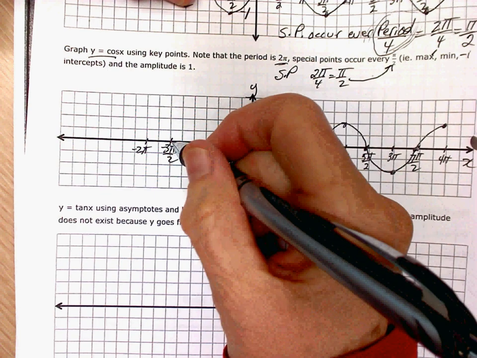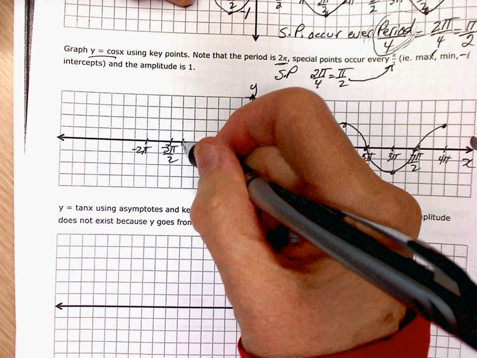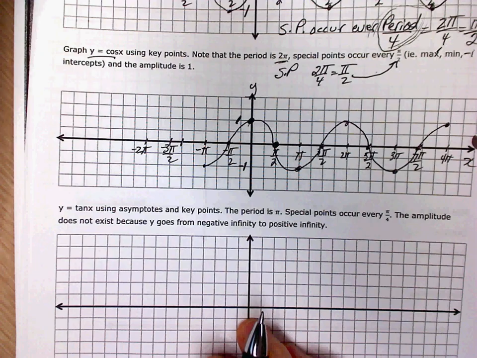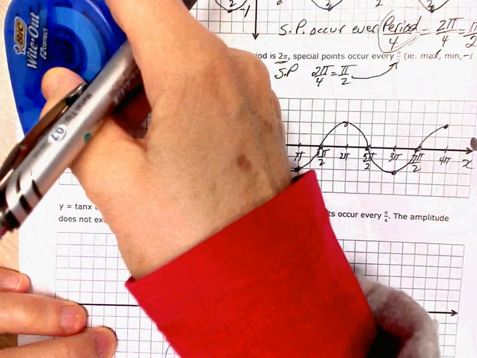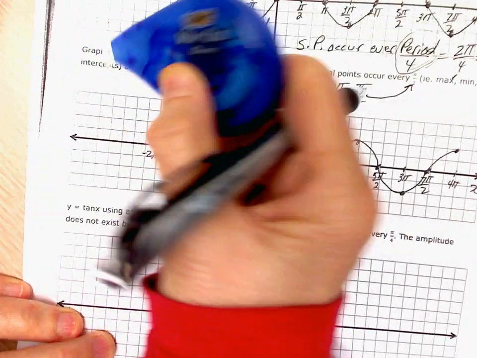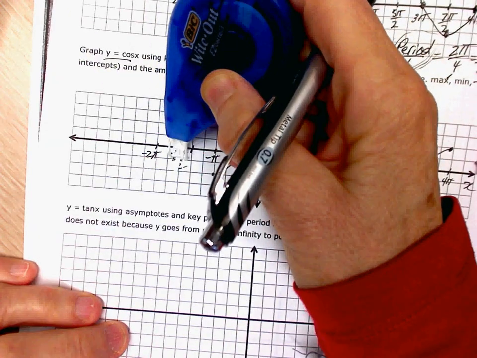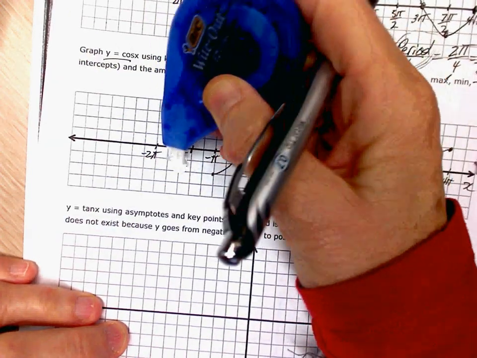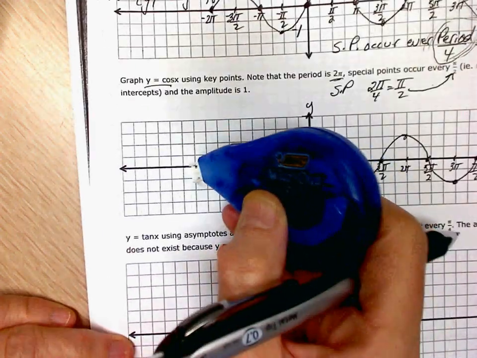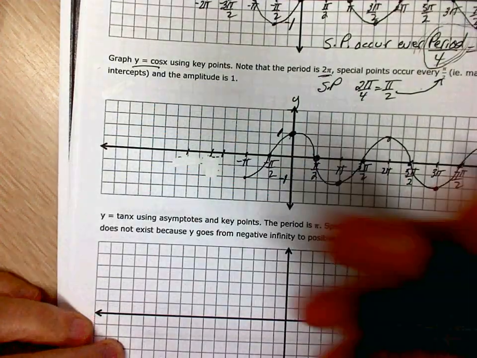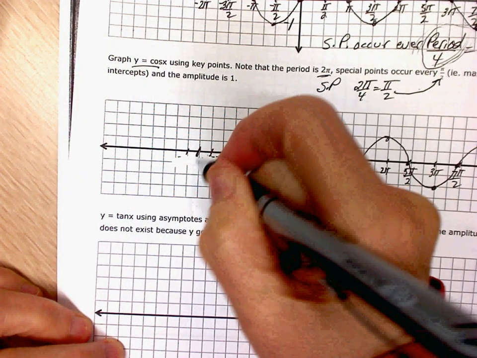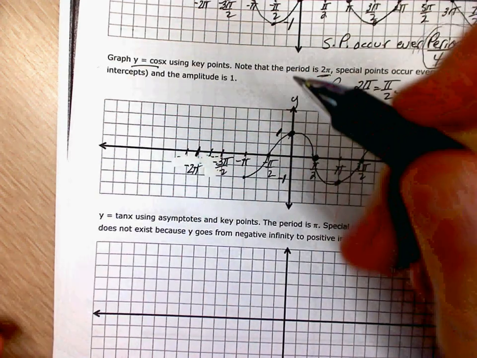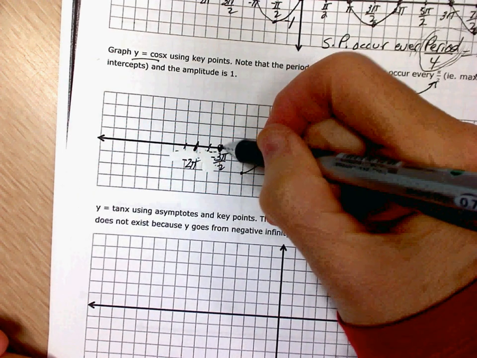Oh, I jumped one. The negative 3 pi by 2 should be there, right? I just accidentally went over 3 instead of 2. My whiteout's a little bit slow here. I'm going to fix that right here. So this is negative 3 pi by 2, and right here is negative 2 pi. So just be careful of that. I made a boo-boo.